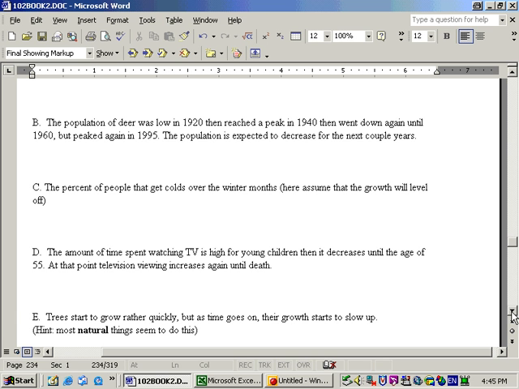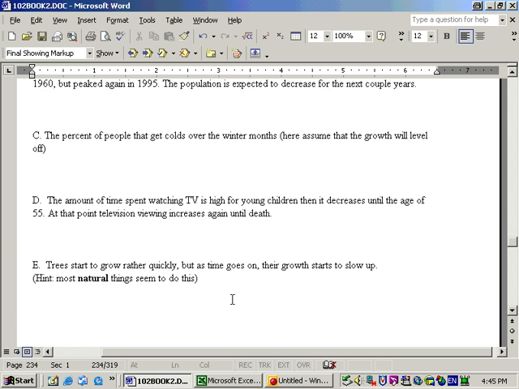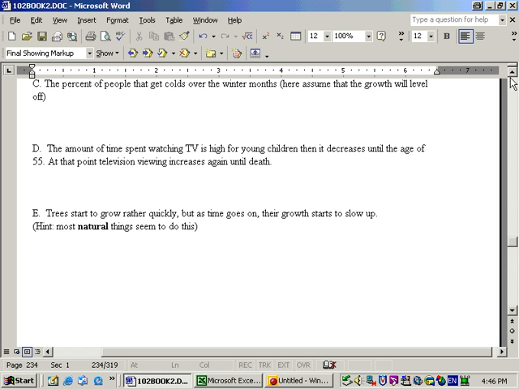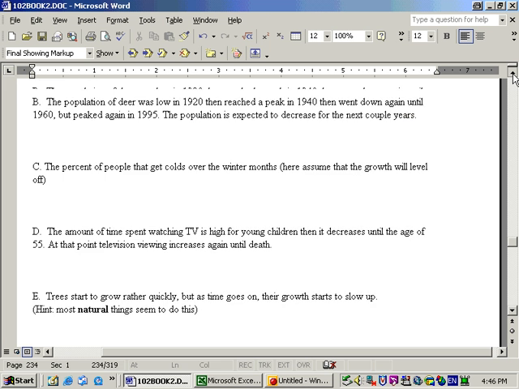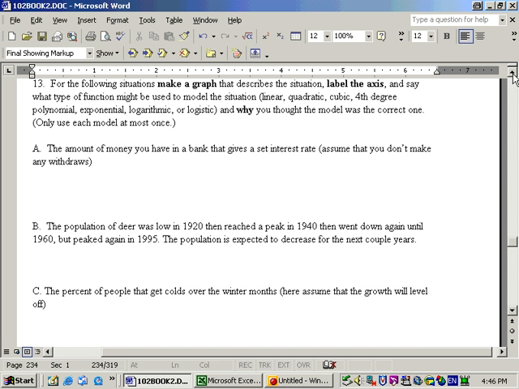On E, it says trees start to grow rather quickly, but as time goes on, their growth starts to slow up. So slow up growth could be logarithmic or power, but power wasn't a choice on this, so logarithmic would be the choice on this function. And I think that's about it. Other things you should know is the shape of exponential growth, exponential decay. Power function is the best one-term function that describes a set of data.